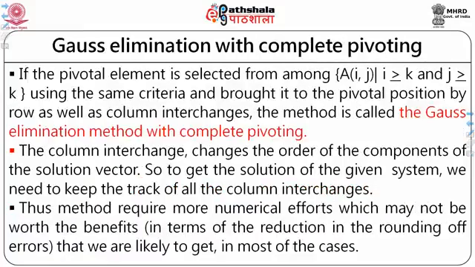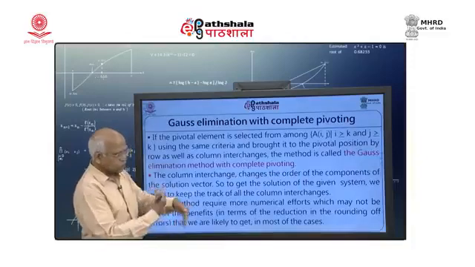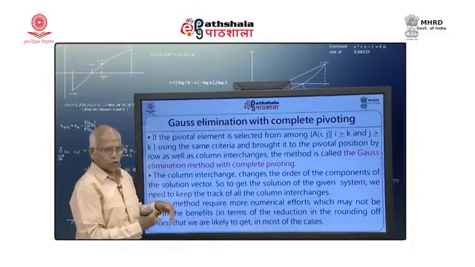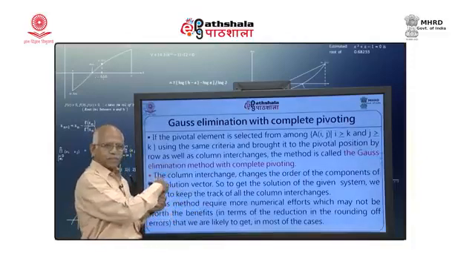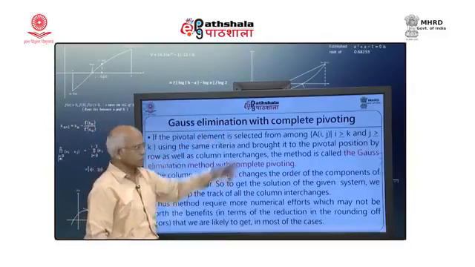If I want to do complete pivoting, the pivotal element is selected from among the a_ij, i greater than or equal to k and j also greater than or equal to k. That means from the entire remaining submatrix, from k plus 1 to n and k to n, I try to get the maximum element in all this and then do the column interchanges and row interchanges also and bring the maximum element here. That is called complete pivoting.